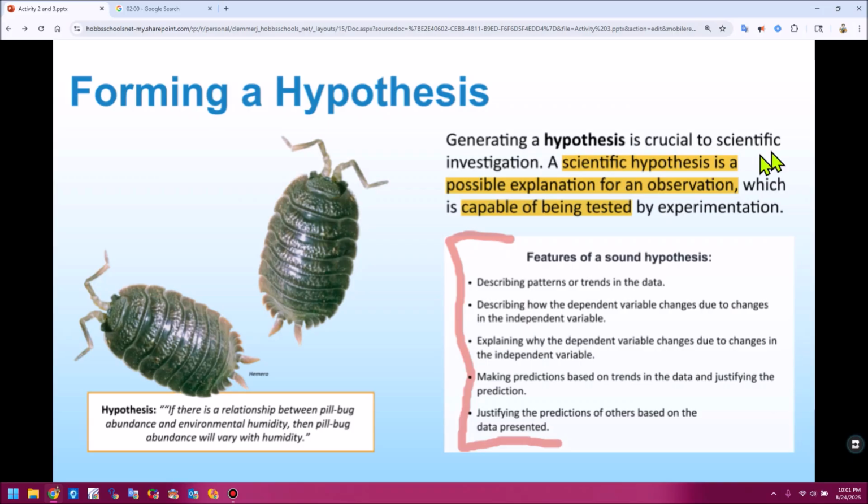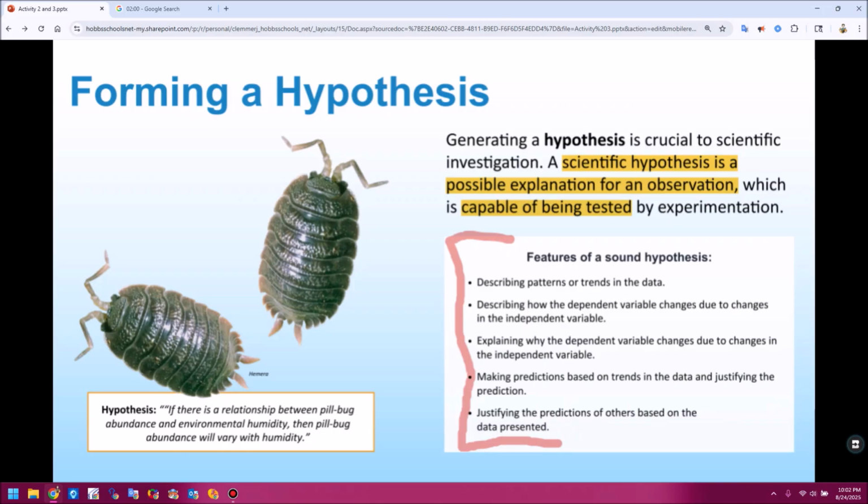Features of a sound hypothesis: describing patterns or trends in data, describing how the dependent variable changes due to changes in the independent variable, explaining why the dependent variable changes due to the changes in the independent variable, making predictions based on trends in the data and justifying the prediction, and justifying the predictions of others based on the data presented. A good hypothesis is testable. You can check it with an experiment, and it is often written as an if and then statement. If this happens, then this happens, okay?